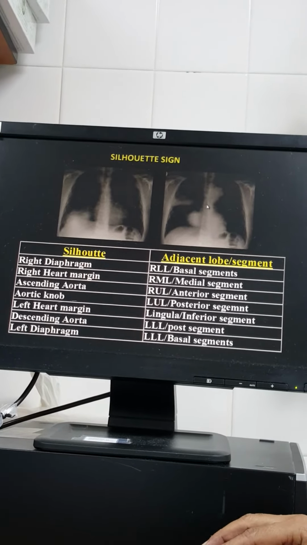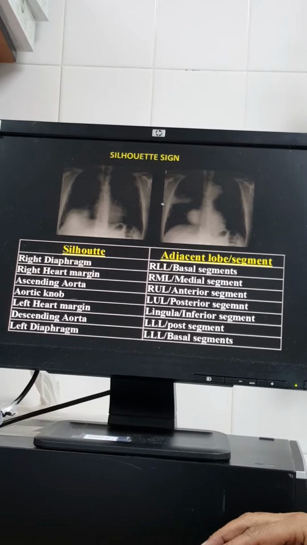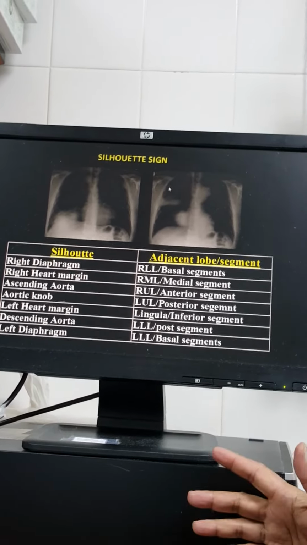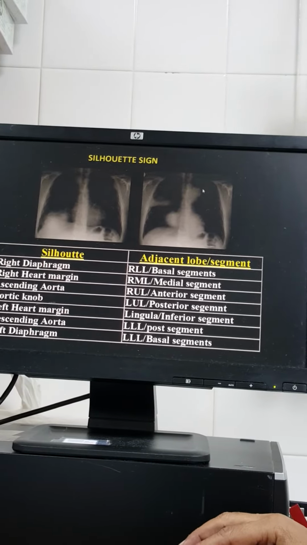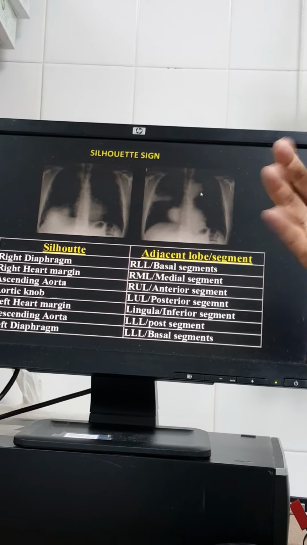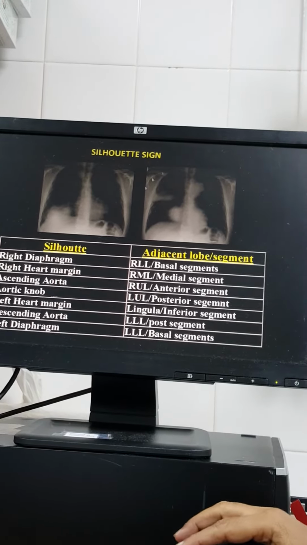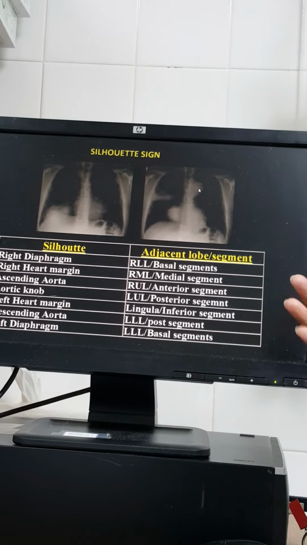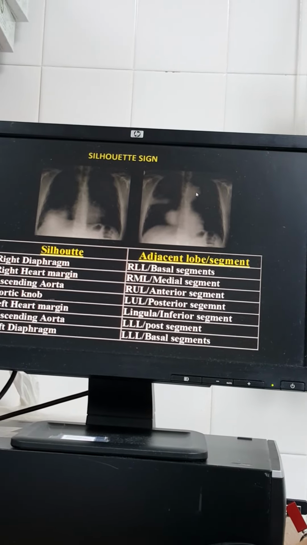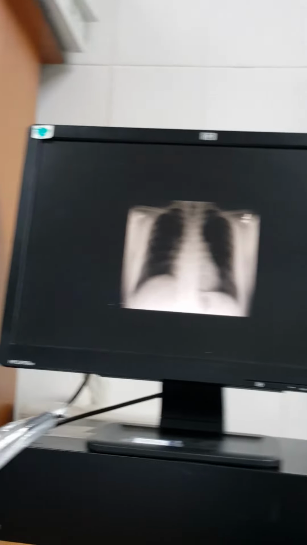If the silhouette is along the horizontal fissure, above the horizontal fissure, that's the upper lobe, because we know that all the area above the horizontal fissure is upper lobe. If the silhouette is across the aortic knuckle, it's the posterior mediastinum, because we know that the aortic knuckle is lying posteriorly. So just by looking at the silhouette sign, you can tell where the opacity is and where it lies. Now let's do some practice on X-rays.